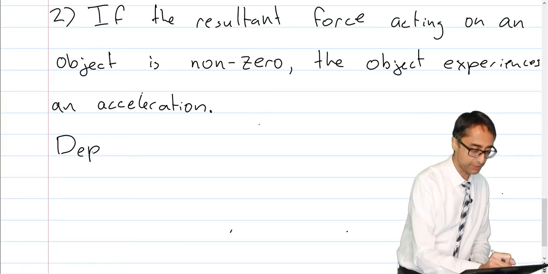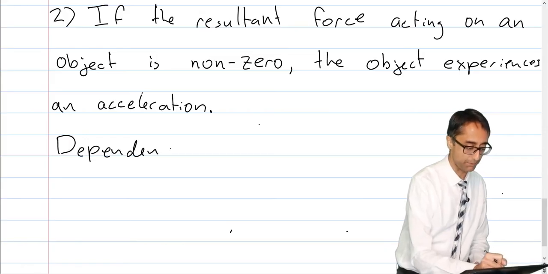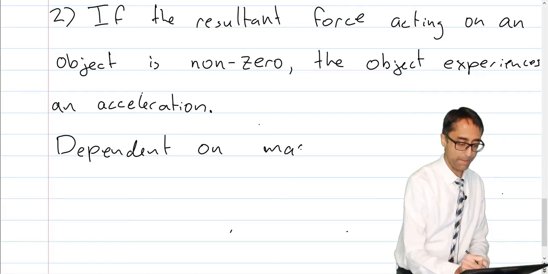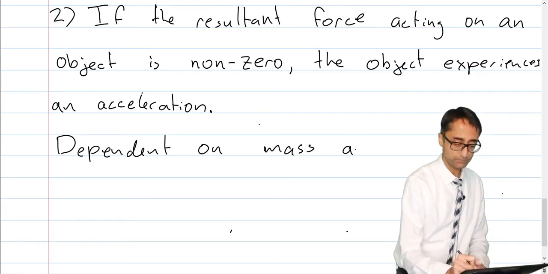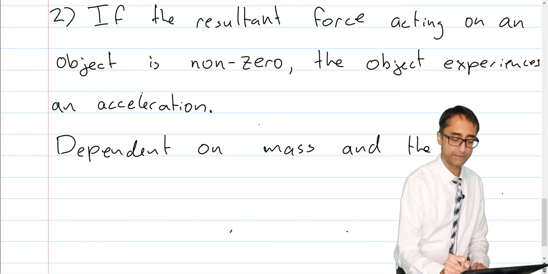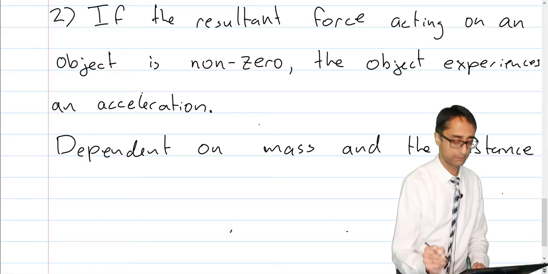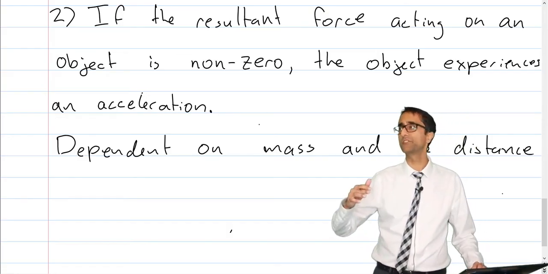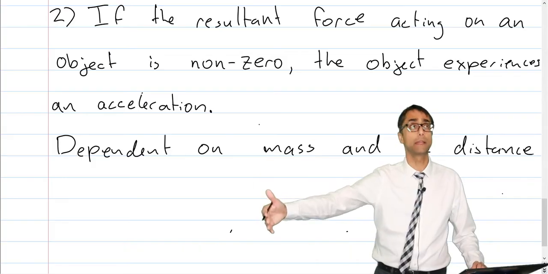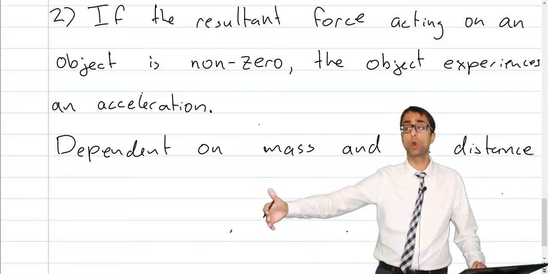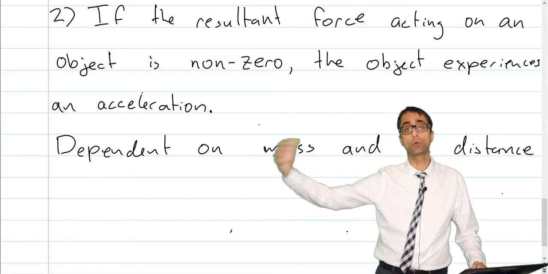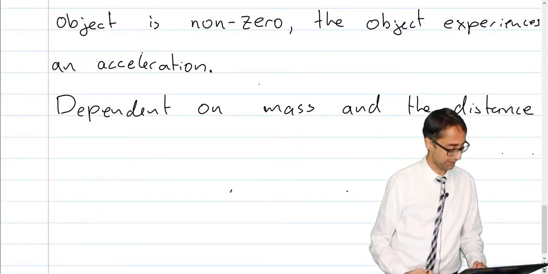Now that acceleration is not just dependent on the force, it's also dependent on the mass and the distance. And by distance we mean, for example, if the sun was applying a force of gravitation onto the Earth, the mass of the Earth makes a difference, but so does how far away the Earth is.